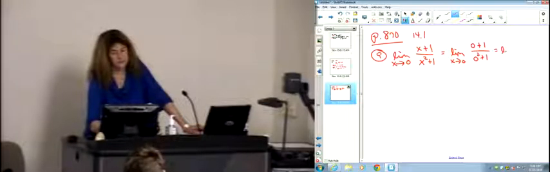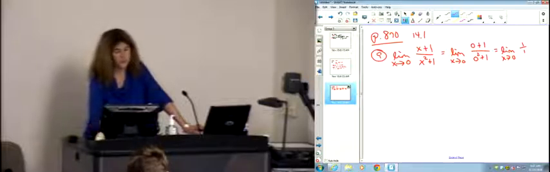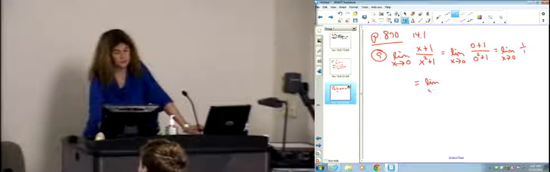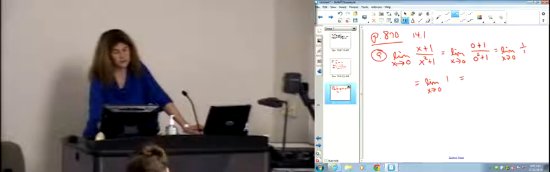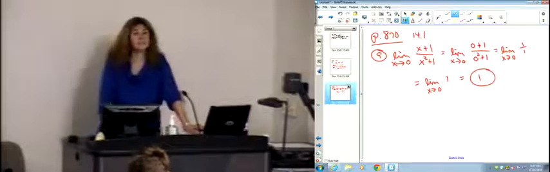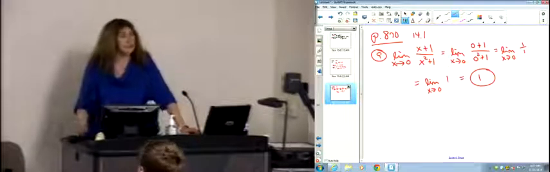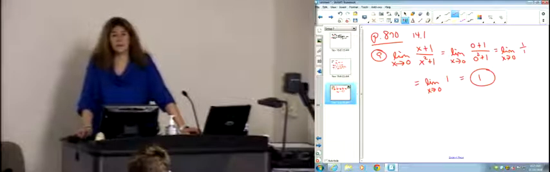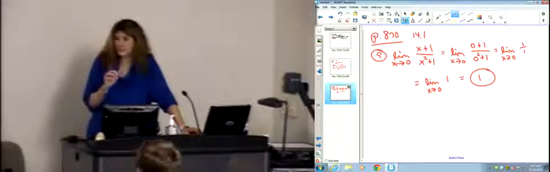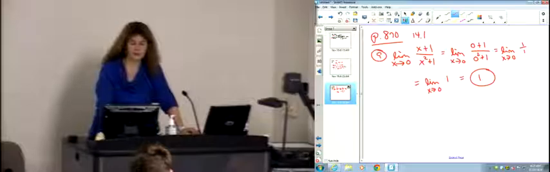Does that work out? 1 over 1. The limit as x approaches 0 of 1 will just be 1. It's always true that the limit of a constant is the constant value itself. So once we can get that function to that constant value, that's going to be our answer there.